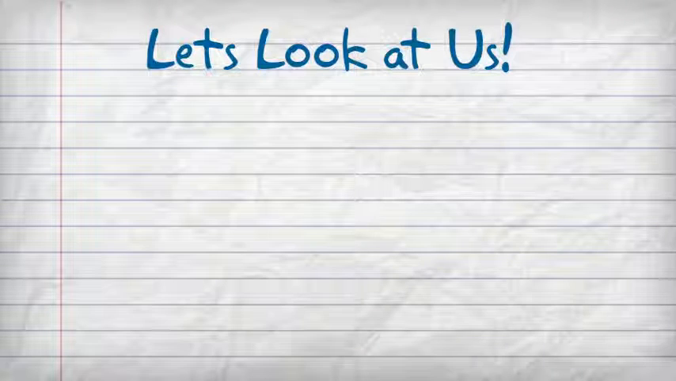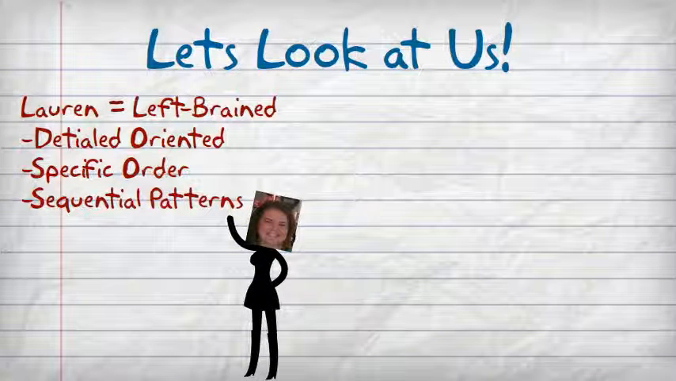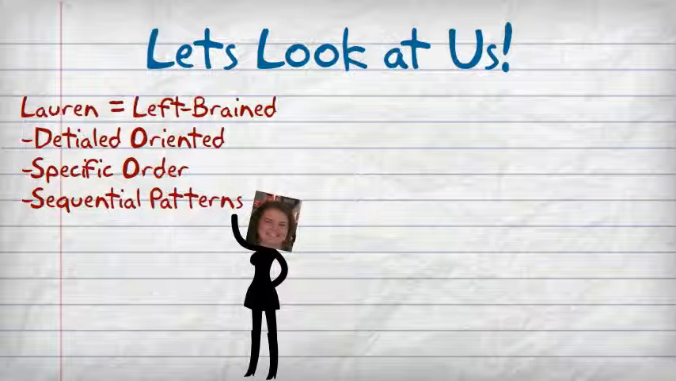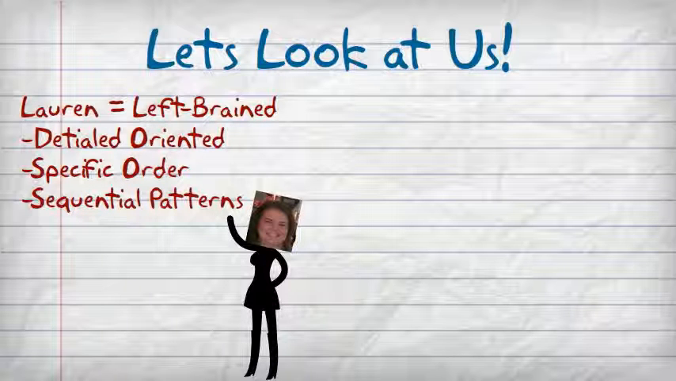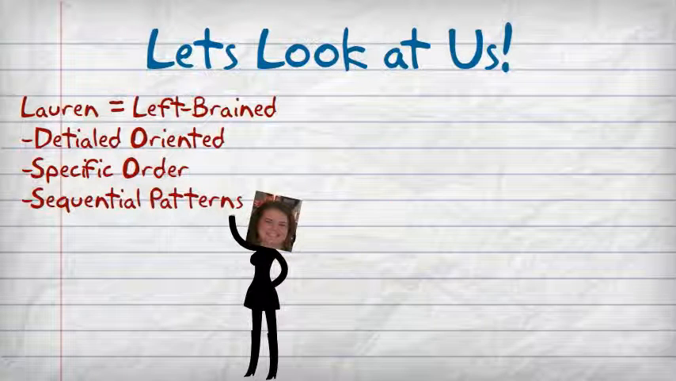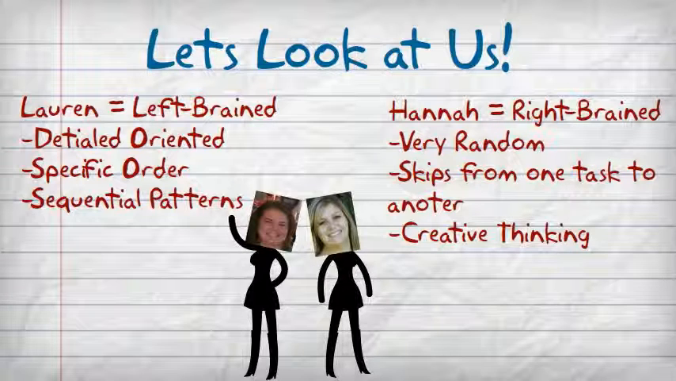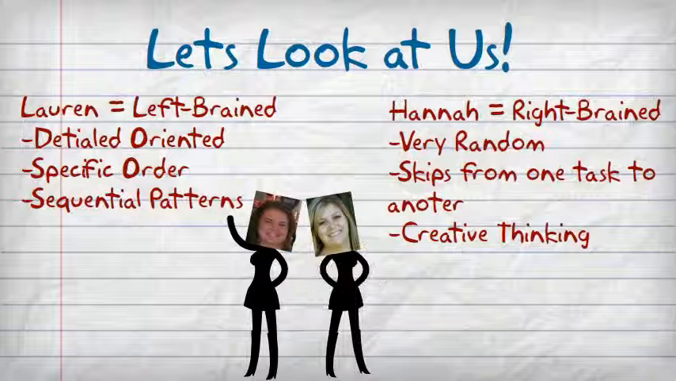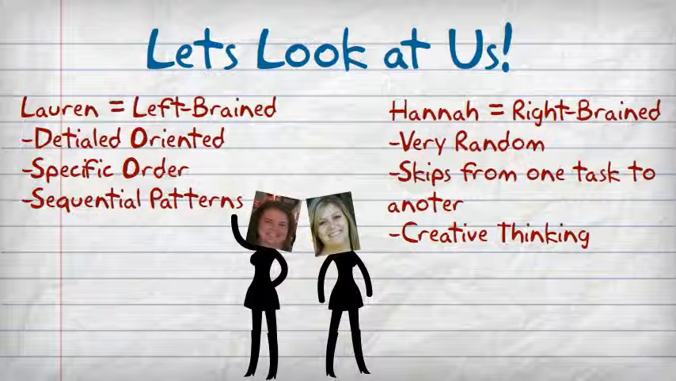Now let's look at us. Lauren, who is very left-brained, pays very close attention to detail. She has to have everything in a specific order that makes sense to her, and follows a sequential pattern when completing tasks. Hannah, on the other hand, who is right-brained, is very random. When attempting to complete tasks, she tends to skip from one task to another. She loves being creative and solves problems intuitively.